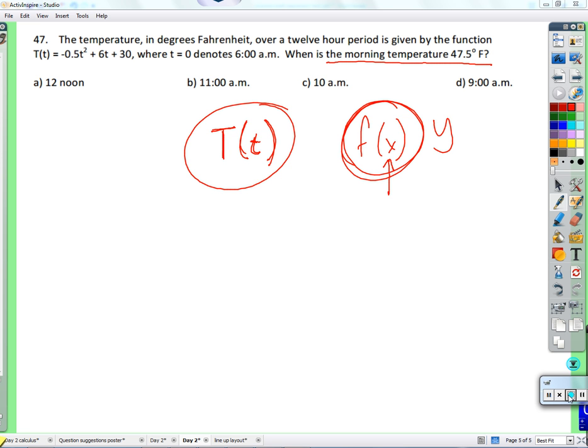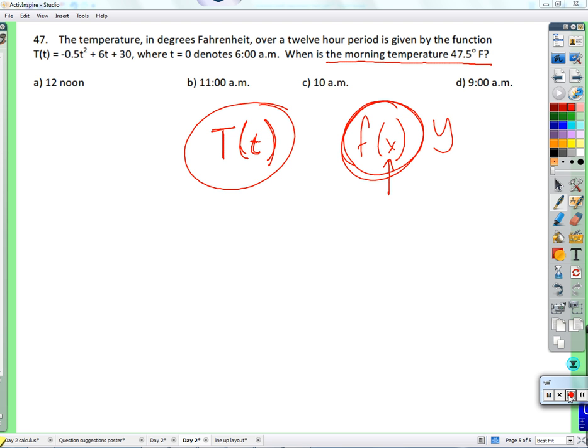So let's go back through this problem and look at it. It says, when is the morning temperature 47.5 degrees? I don't like to simplify math down to this level, but you have an equation, you have variables, numbers, or what the variables are standing in the place of. You know that there should be some place where you plug in a number for a variable, right? So 47.5, where does it belong in this equation?